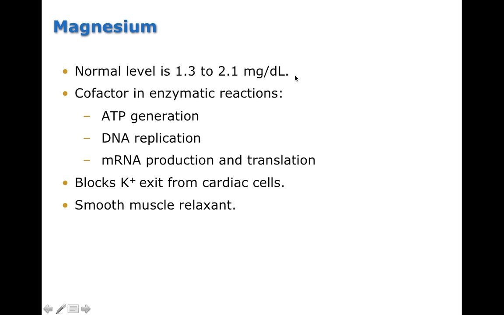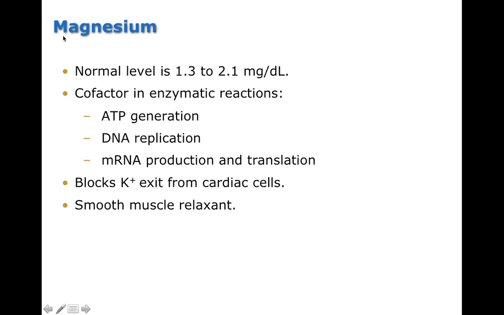Now, magnesium is significant because it's a cofactor in a lot of enzymes. So remember, cofactors and enzymes are a necessary component to enzymatic reactions, so that magnesium stabilizes ATP. In fact, magnesium you always find with ATP, and it keeps it stable and prevents it from just degenerating spontaneously. Magnesium is also involved with DNA replication because it's a cofactor in things like helicase, which unzip or unwind the DNA double helix. It's also involved with mRNA production and translation. So you can imagine then magnesium is involved with a lot of very important reactions.